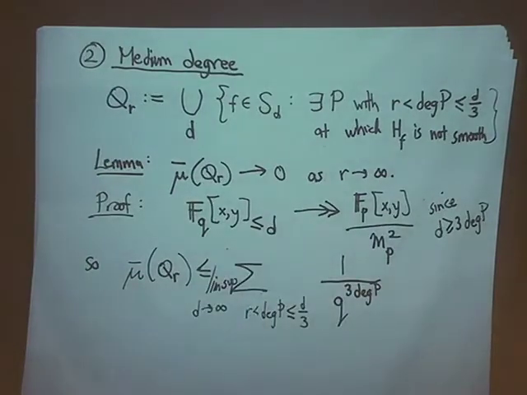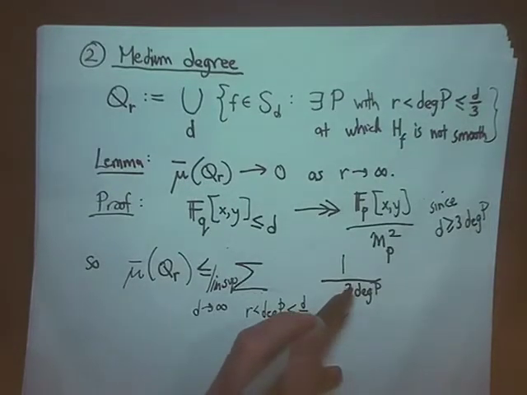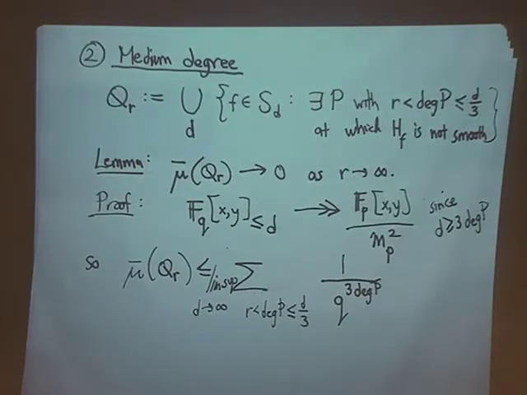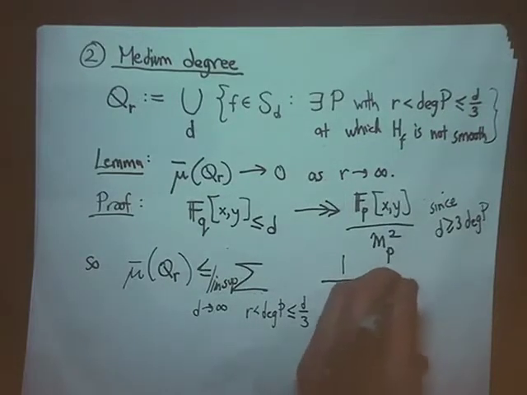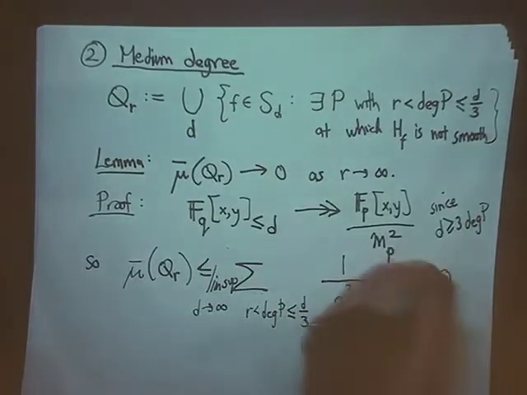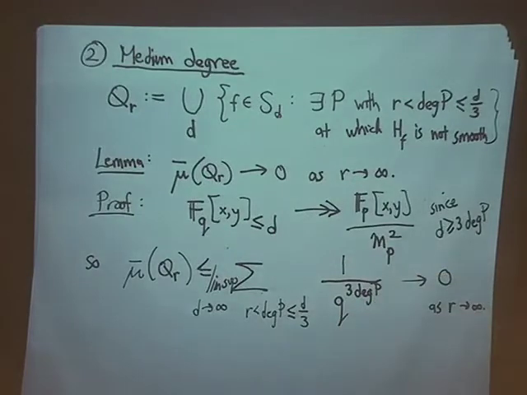And this is small. The reason it's small is because the number of closed points of any given degree on A2 is at most the number of points on A2 over F_q to the e. If you're looking at points of degree e, there are going to be at most q to the e squared points in A2. So that's like q to the 2 times degree p, and then we're summing over 1 over q to the 3 degree p. So it's going to be bounded by some geometric series, and we're starting the geometric series pretty far out because r is going to be fairly large. So this is going to be small depending on how large r is, and it's going to tend to 0 as r goes to infinity. So that's it for the medium degree closed points.